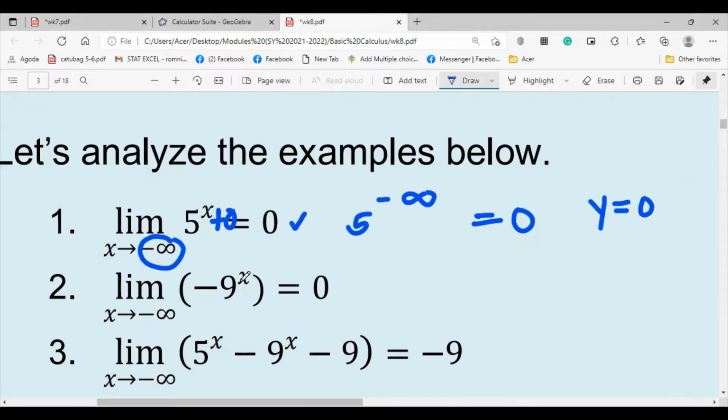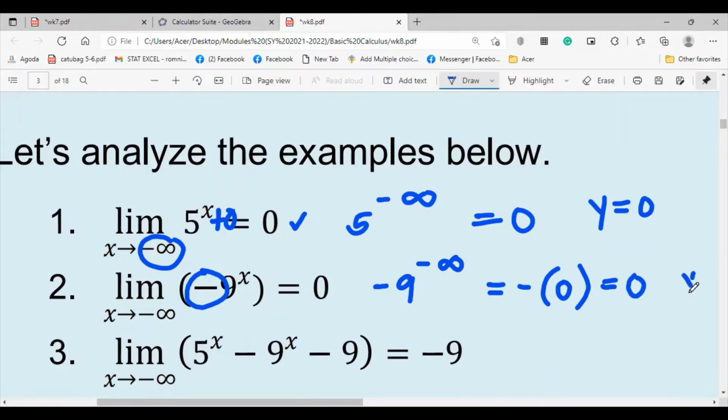Number 2. Okay. May bearing ba si negative sign? Let's check. So this becomes negative 9 raised to negative infinity. This becomes negative of 0. Is there a negative of 0? Wala. The answer is simply 0. And what's the equation of the horizontal line? Y is equal to 0.